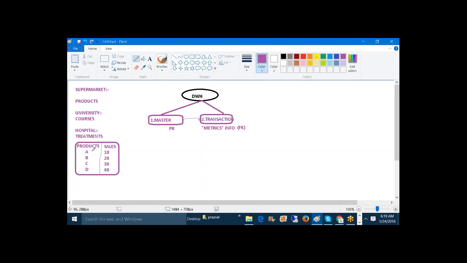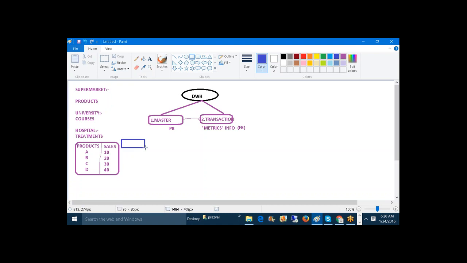So the relationship between master and transaction is that master always acts as the parent and transaction always acts as the child. We define the parent-child relationship with the help of the primary keys and the foreign keys. Next, what is the difference between master and transaction?